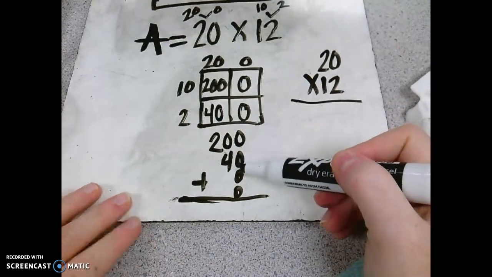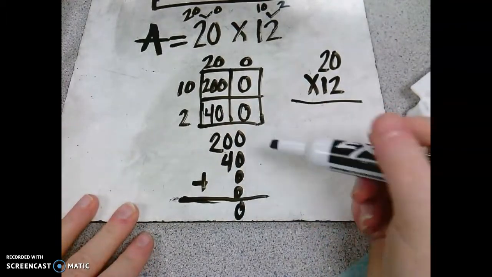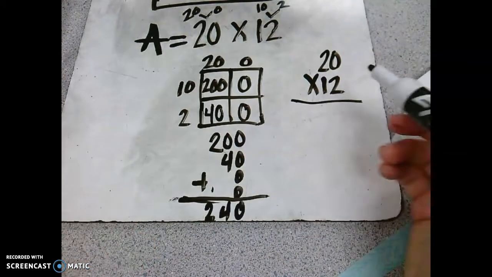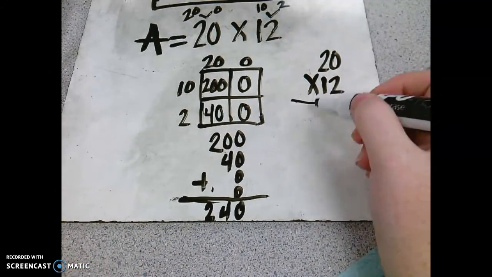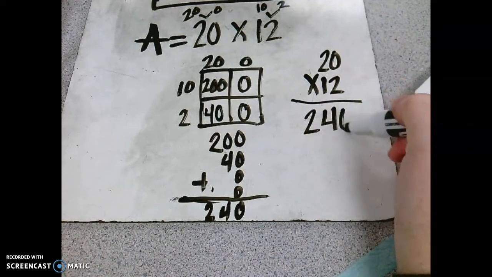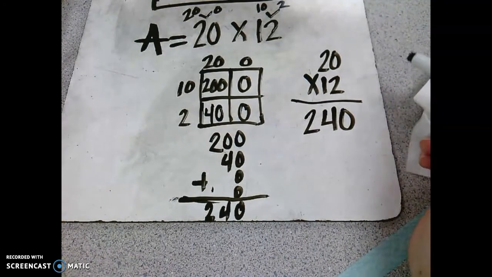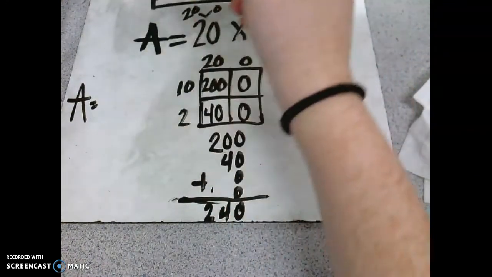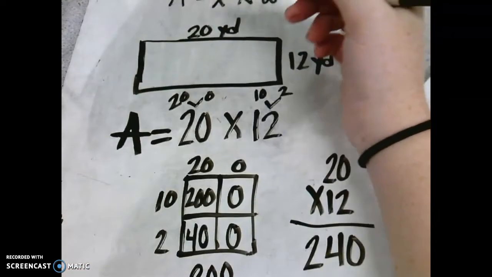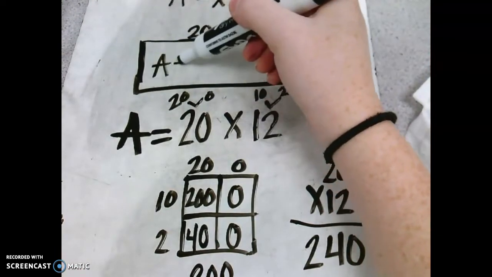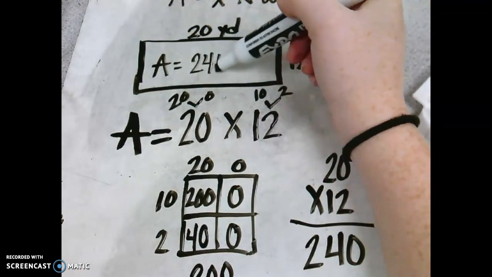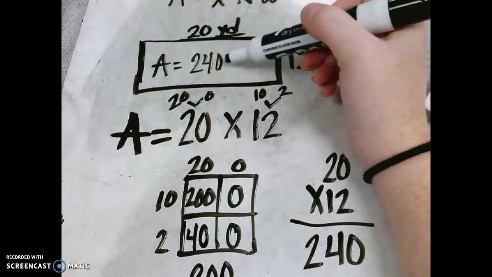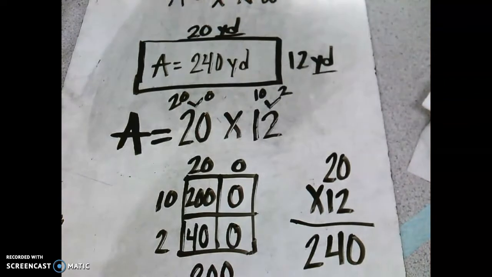All right, 0 plus 0 plus 0 plus 0 is 0. 4 plus 0 is 4. And we're just going to bring down our 2. So 20 times 12 is 240. Okay. So our area for this rectangle is, I'll put it inside the rectangle. Our area for this rectangle is 240. What is it measured in on the sides? Yards. You're right.